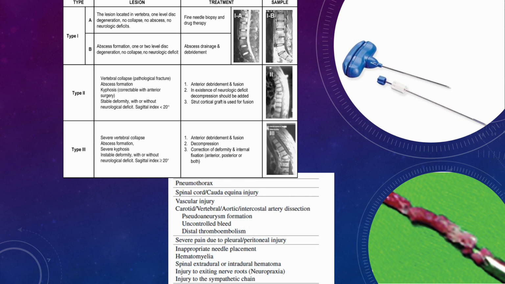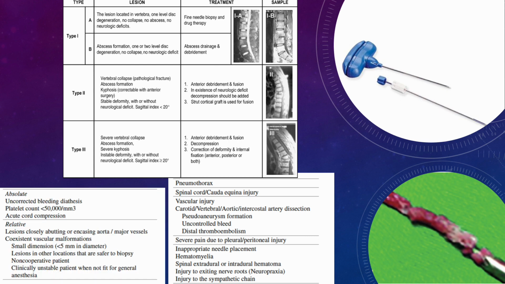So though this procedure appears simple, it can be fraught with complications like pneumothorax, spinal cord or vascular injury, or injury to other important structures which are nearby. It is absolutely contraindicated if the platelet count is less than 50,000 and if there is uncorrected bleeding in the abscesses.